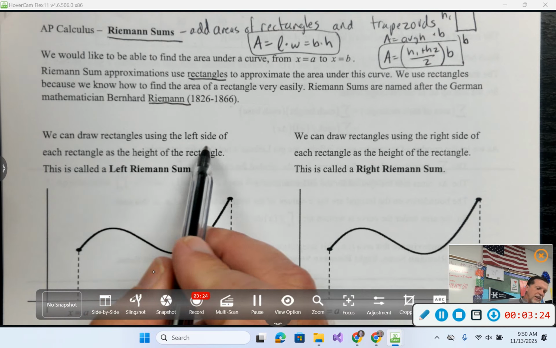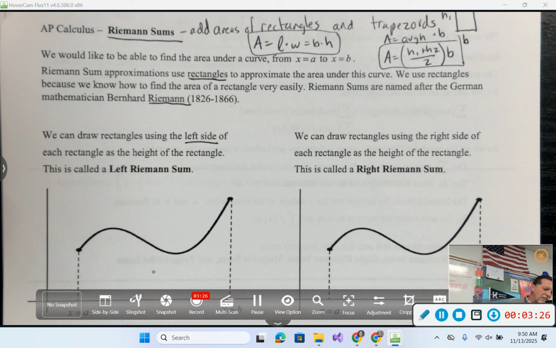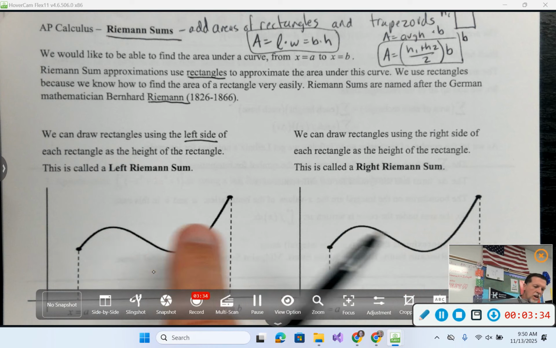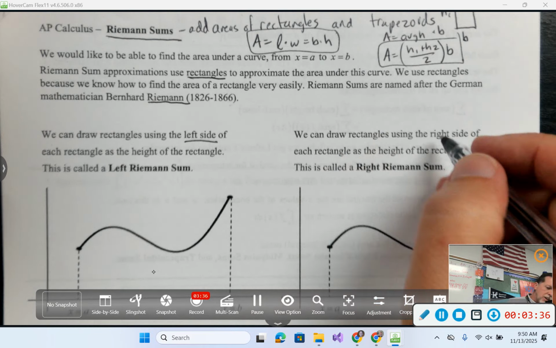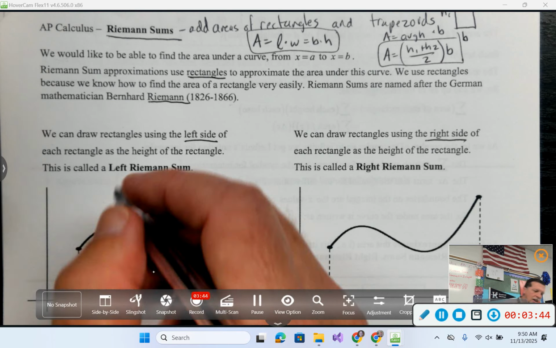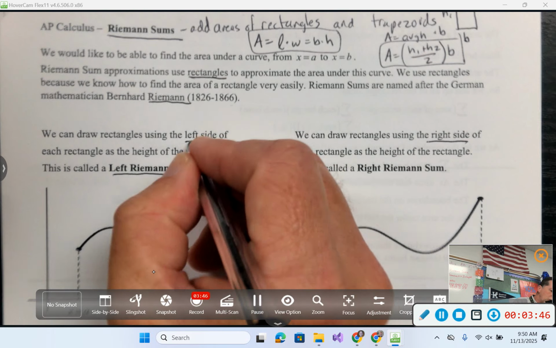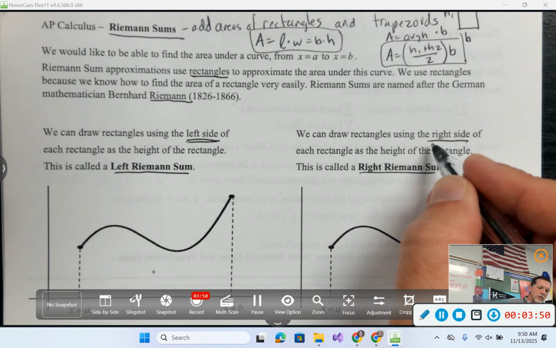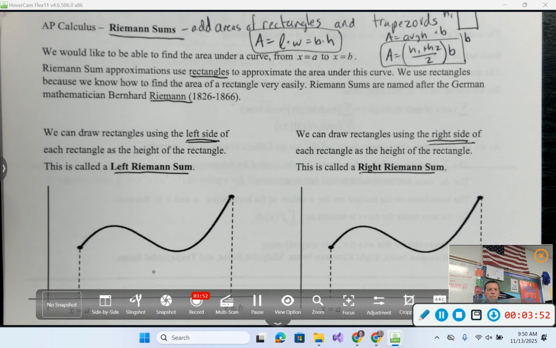We can draw rectangles using the left side of each rectangle as the height of the rectangle, as opposed to, so let's look at both of these in tandem before we start drawing pictures. We can also draw rectangles using the right side of each rectangle as the height. And we give them easy names to remember because a left Riemann sum uses the left-hand height. The right Riemann sum uses the right-hand height.